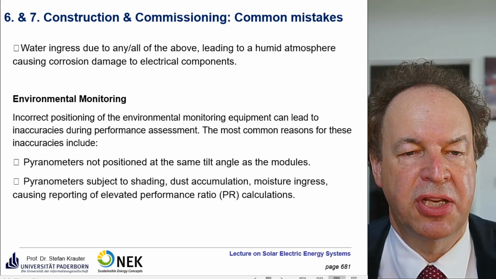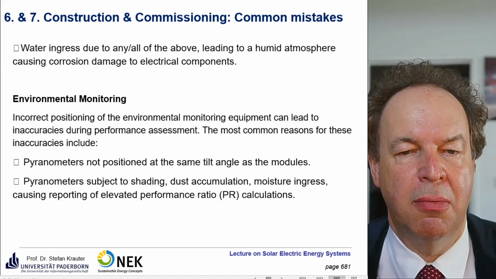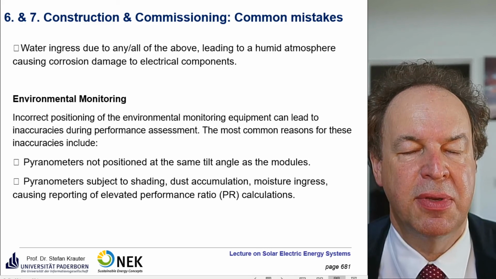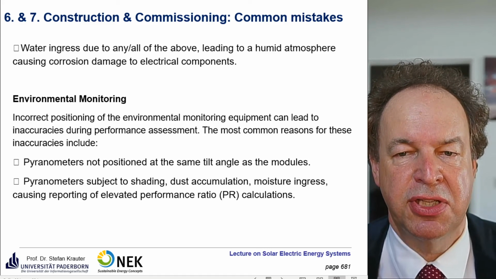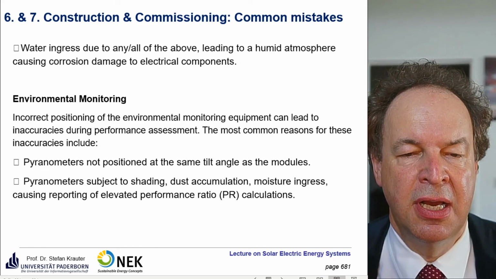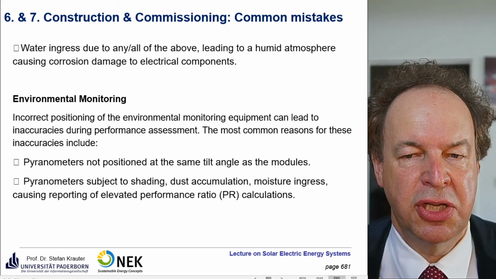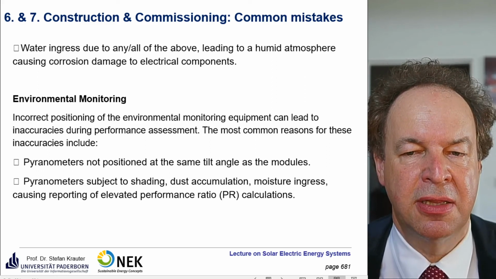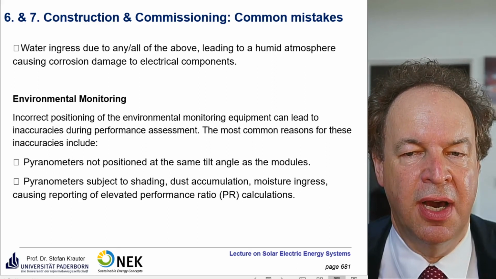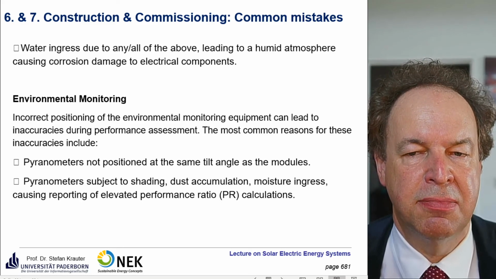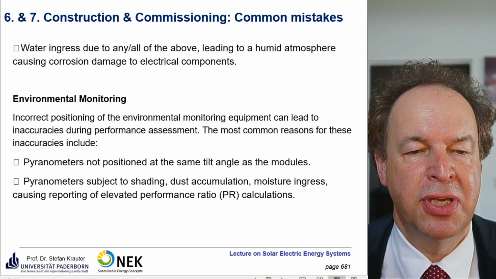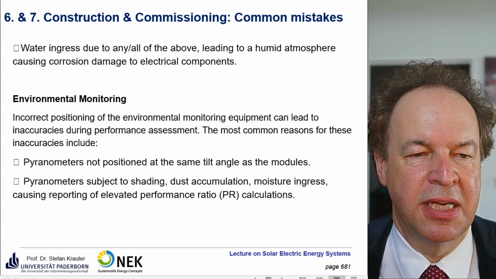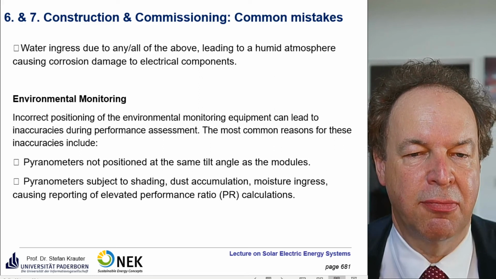A pyranometer subject to shading, dust accumulation, and moisture ingress causes reporting of an elevated performance ratio. So it's quite interesting. If the pyranometer is shaded or has dust accumulation, you do not see the problem immediately because you perceive reduced irradiance but still acceptable power output. You think your system is performing very well, and that's quite dangerous because the truth is otherwise.